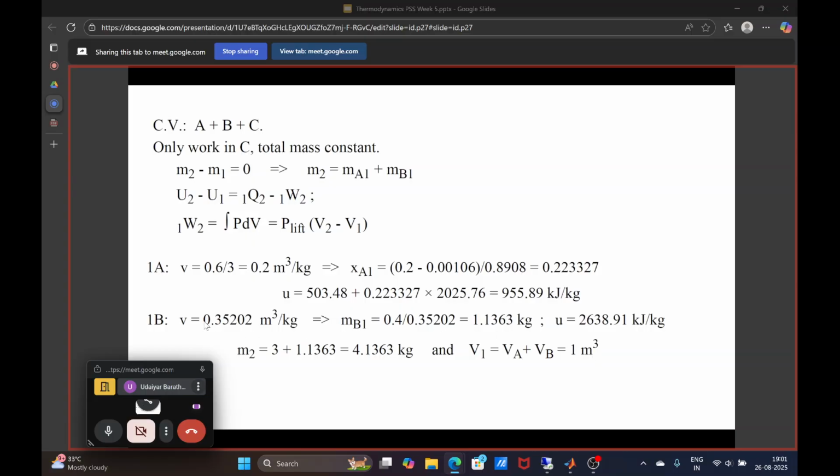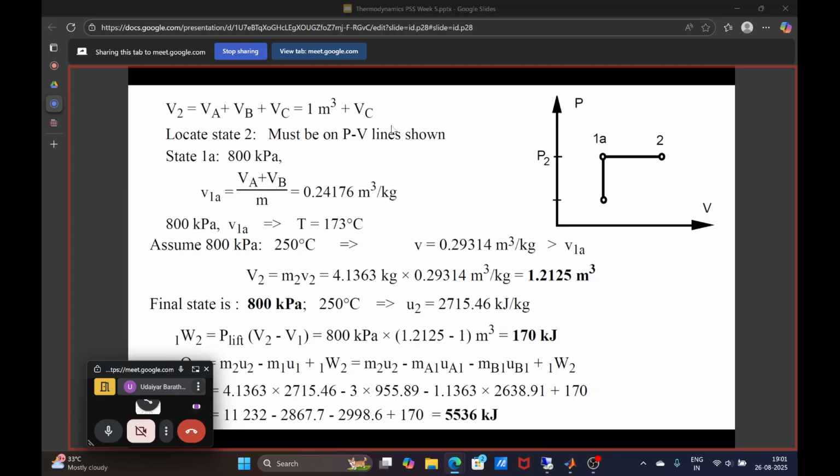So the volume in B will be 1.1363 multiplied by the specific volume 0.35202. And you know the initial volume in tank A, which is 0.2. So that adds up to 1 meter cube for the total volume in tanks A and B. So we know the volume at state 1 is 1 meter cube. Now we need to find out the volume at state 2.